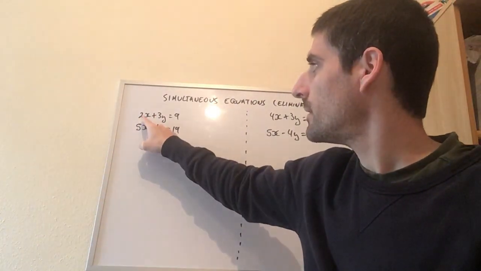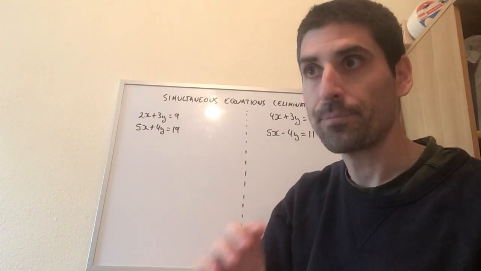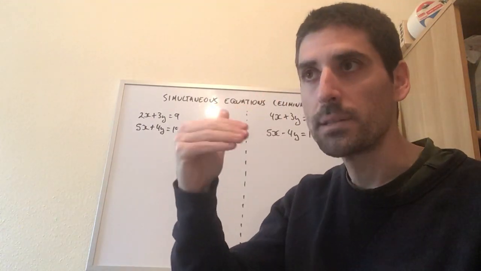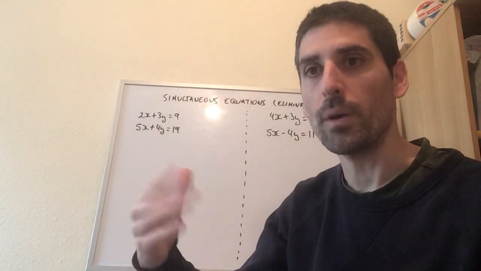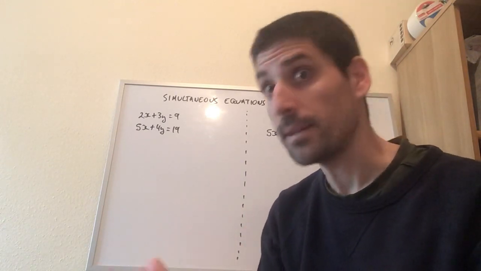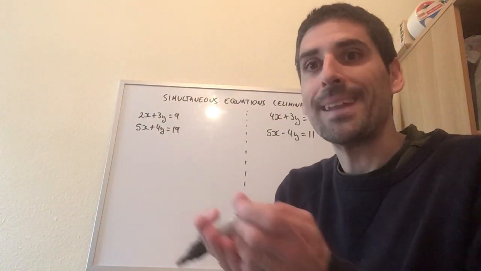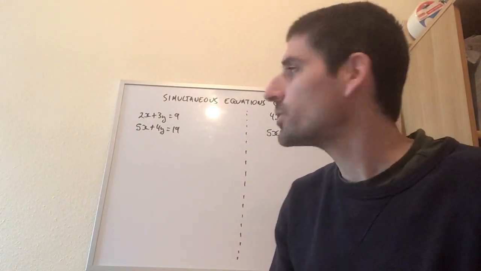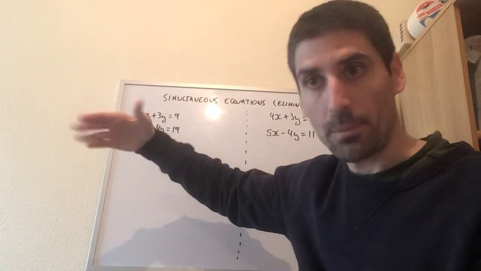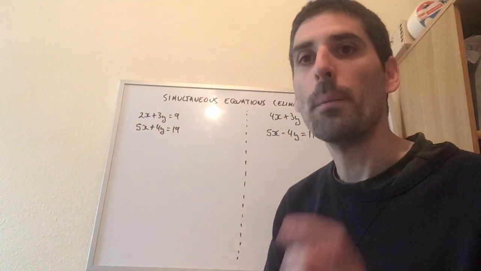If I look here, I've got 2x. And here, I've got 5x. So, the numbers 2 and 5, I need to think about what is the lowest common multiple of 2 and 5. And the lowest common multiple of 2 and 5 is 10. So, that means I'm going to end up with 10x in each equation. How do I get from 2x to 10x? Multiply times 5. So I am going to multiply everything in the first equation by 5.